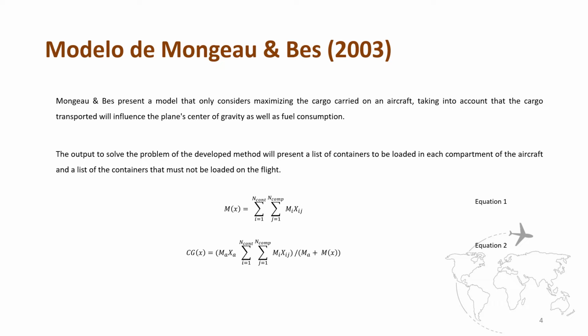For this, it's necessary to define the variables that influence the solution. To solve the problem, the weight of cargo loaded on the aircraft is given by equation 1. Another important factor is the plane's center of gravity after it's loaded. The center of gravity can be calculated by equation 2.